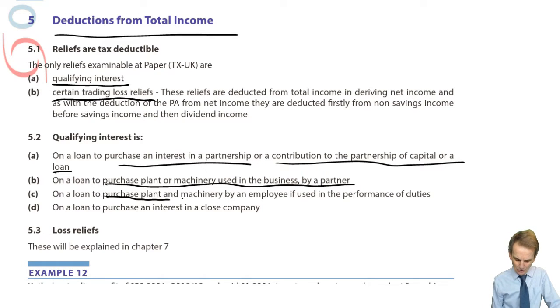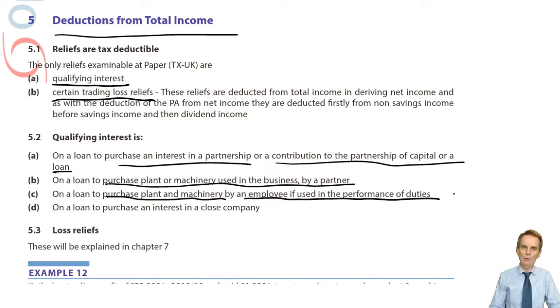A loan, again to purchase plant and machinery, this time by an employee, if used in the performance of their duties of employment. Now, again, you would think that if an employee required certain plant and machinery to do their job, the employer would be buying those items for them. It wouldn't be for the employee to buy them themselves. Again, just in case that were the situation, we've got a little bit of salvation for the employee. The interest they pay on the loan would attract tax relief.